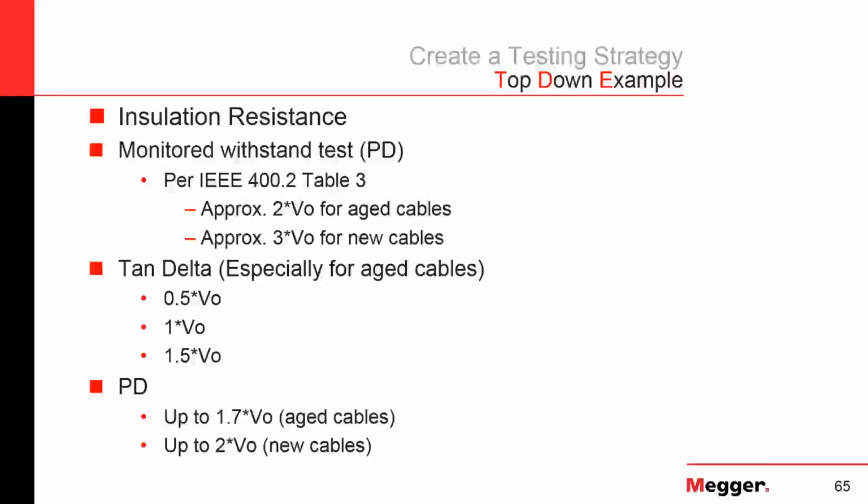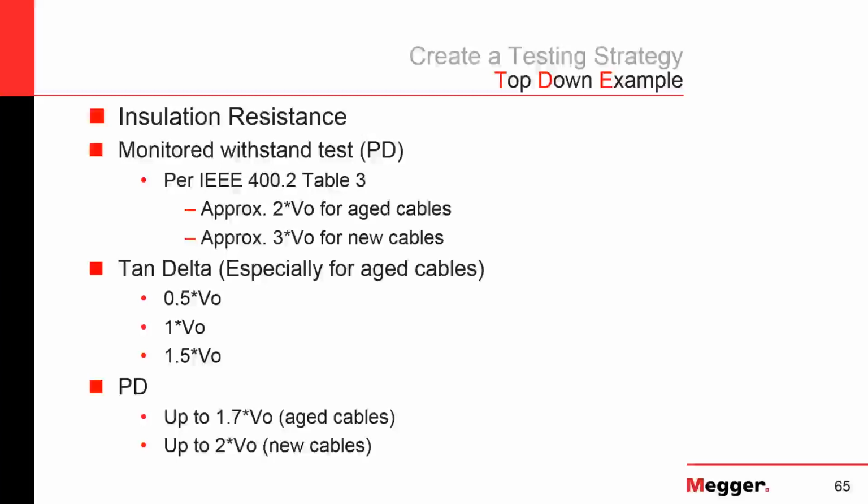Getting ahead of myself here. With the top-down example, I would still start with the insulation resistance test, 5 kV or so, just to make sure that cable's in decent shape to start. Then you would start with the monitored withstand test. You come out there and hit it with your highest voltage just to start.